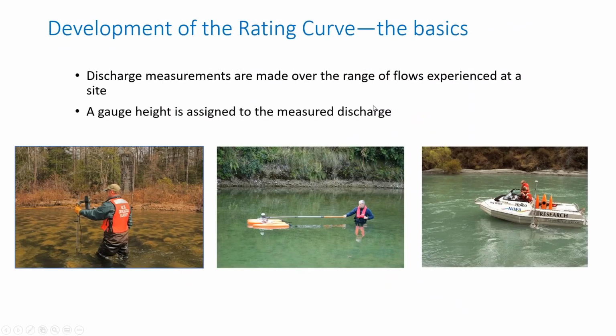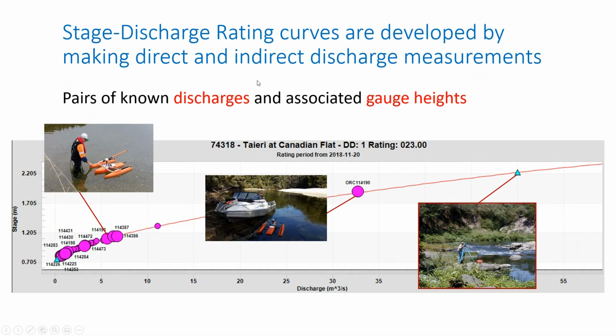So the development of the rating curve, the basics. Discharge measurements are made over a range of flows experienced at the site, and there's always a gauge height assigned to those. So whether you're wading like this or this at the deeper flows, and then heading to boats, cableways, or slack lines for the larger rivers.